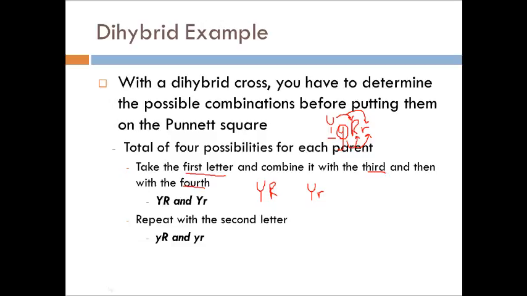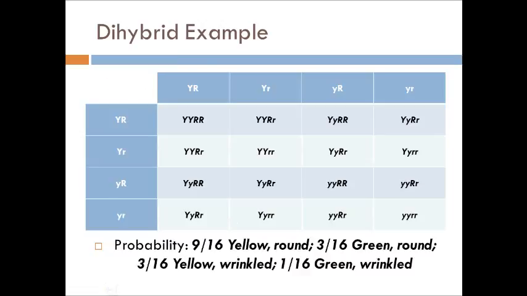So you take the first letter and combine it with the third and fourth, then you take the second letter and combine it with the third and fourth. You should end up with 4 different combinations, and you do it for both parents. In this case, because our parents are the same, our combinations are going to be the same. Then we put those combinations on the top and on the side.